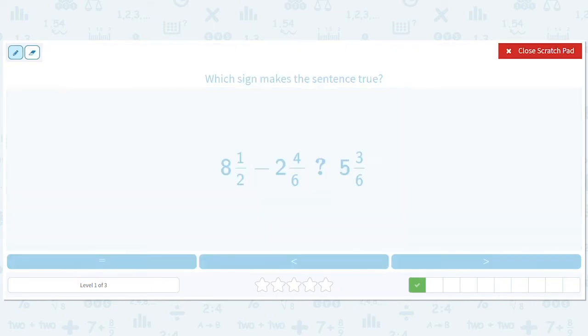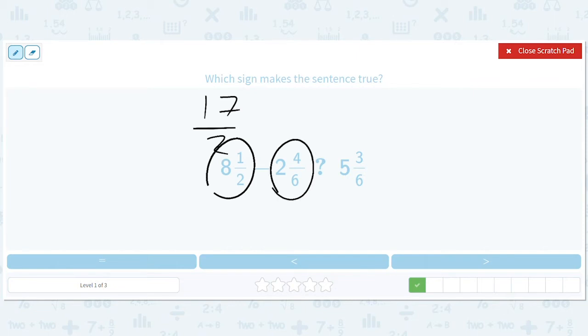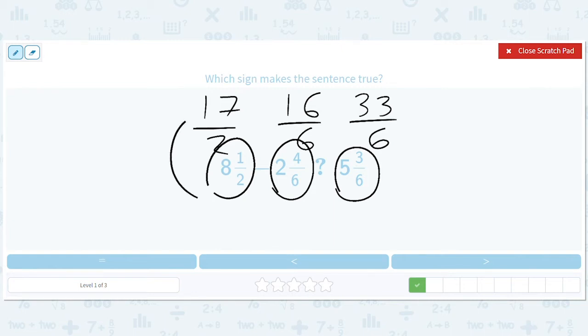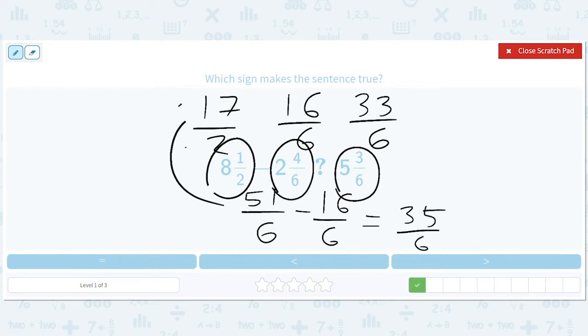Okay, how about this? So, this will be 8 times 2 plus 1 is 17 halves. This will be 16 sixths. And this will be 33 sixths. So what we'll end up here with is 51 sixths minus 16 sixths. Right, I multiply the top and bottom here by 3 to get 51 sixths. And 51 sixths minus 16 sixths is 35 sixths. And 35 is greater than 33. So we're going to go with greater.